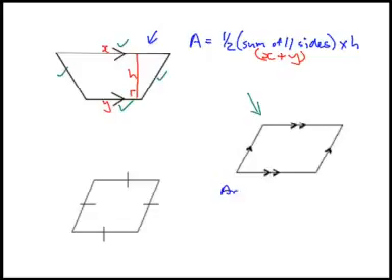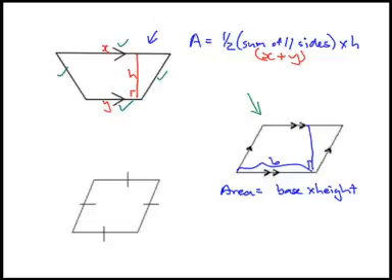Parallelogram has the area formula: it's base times height. So in other words, you've got that side, let's call that the base, times the perpendicular height, however high that parallelogram is, and that then is the formula for the area of a parallelogram.